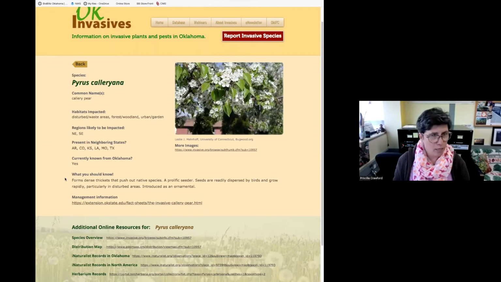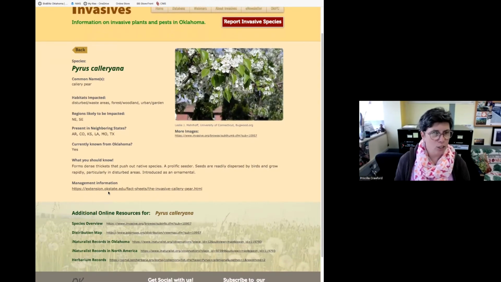The same information, again, we have another extension sheet that it goes to about the invasive Callery pear and how to manage for that. We also have a webinar where we addressed Callery pear too. So we should probably put that link there as well. But just another example of how you can look up individual species. Hitting the back button.